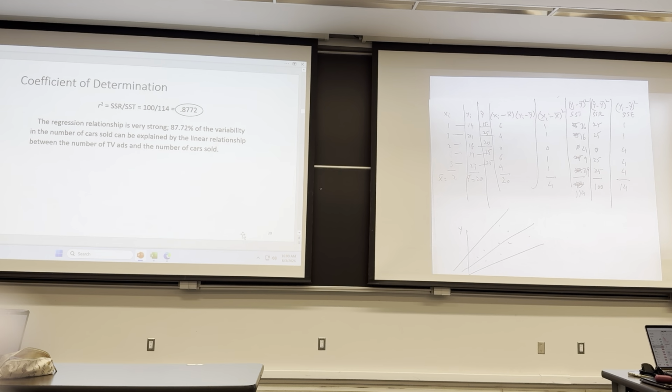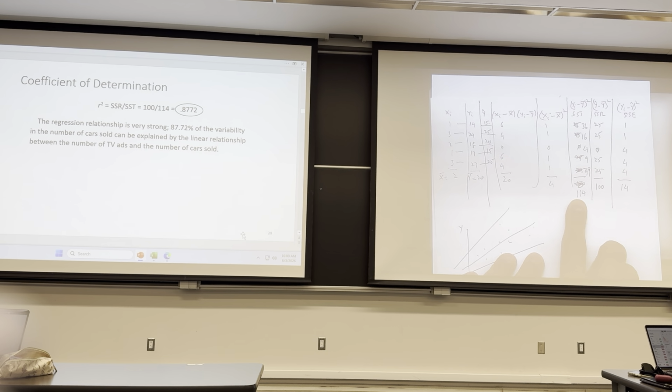Can you tell me what could be the maximum value of R square? 100. Okay, thanks a lot. This is your total sum of square error. Maximum value of R square is how much? 100%, okay? That's the maximum. If you are able to explain all the errors perfectly, then there is no error left.